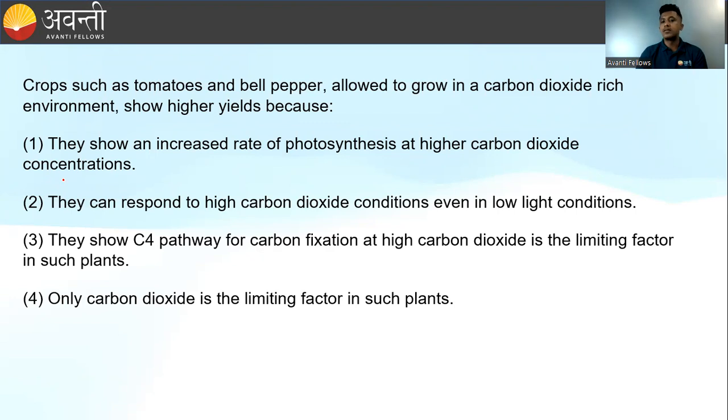So coming to this question, the reason plants like tomato or bell pepper are grown in greenhouses, where there is a lot of carbon dioxide, proper temperature, proper environment and fewer pathogens, is because the more carbon dioxide there is, the more photosynthesis. The more photosynthesis, the stronger the root and the stem, and the more the yield. So the right option is that they show an increased rate of photosynthesis at higher carbon dioxide concentrations.